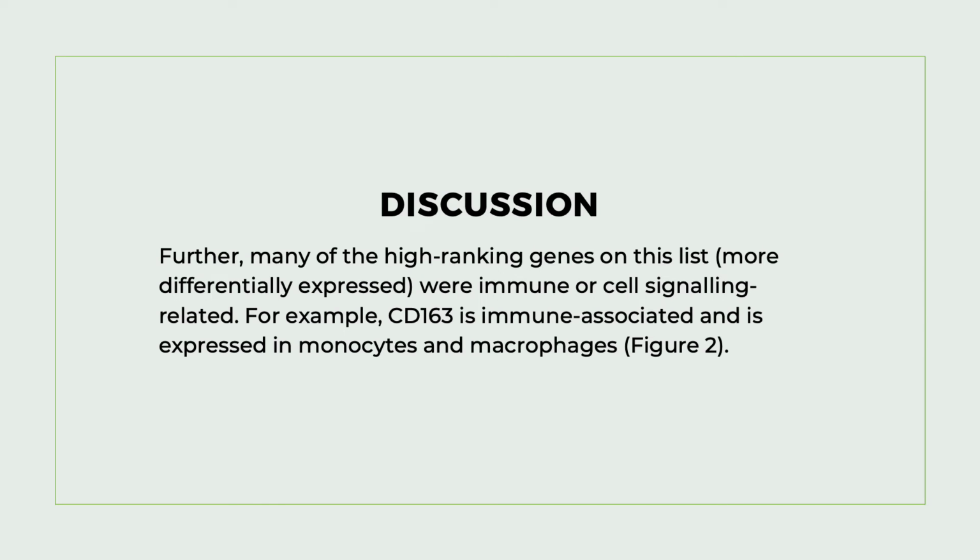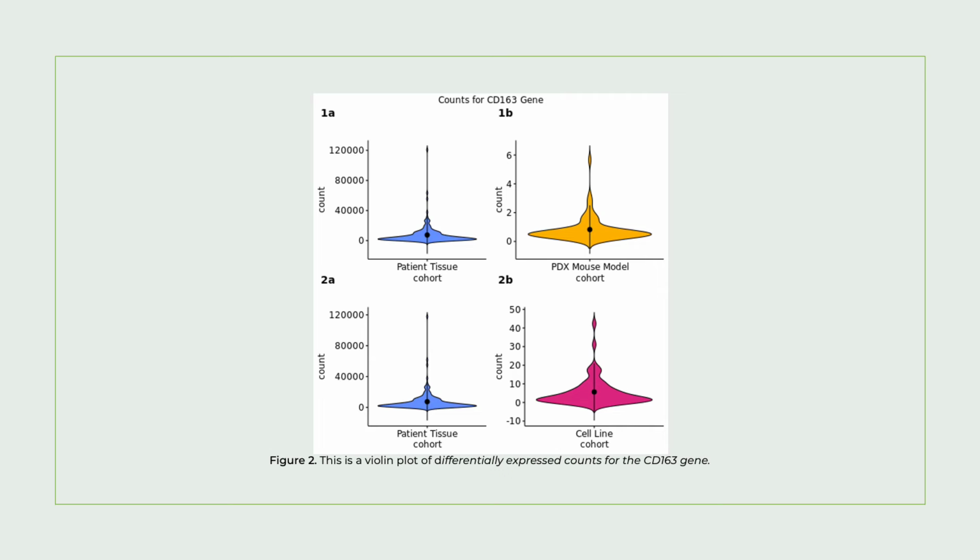Further, we noticed that many of the genes on our list of significantly differentially expressed genes were related to the immune system and cell signaling. An example of this is the CD163 gene, which is depicted in Figure 2 and is expressed in monocytes and macrophages. As you can see in the figure, while the patient tissue showed a broad range of expression after normalization that was concentrated relatively low to begin with, the models showed next to 0 expression levels. This is as expected when considering the biology here, as cell lines do not have immune systems, and the PDX mice have been immunocompromised, and cell signaling could diminish when cells are in a model format.